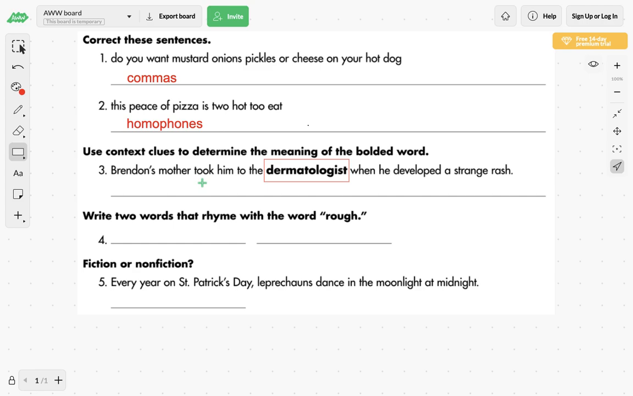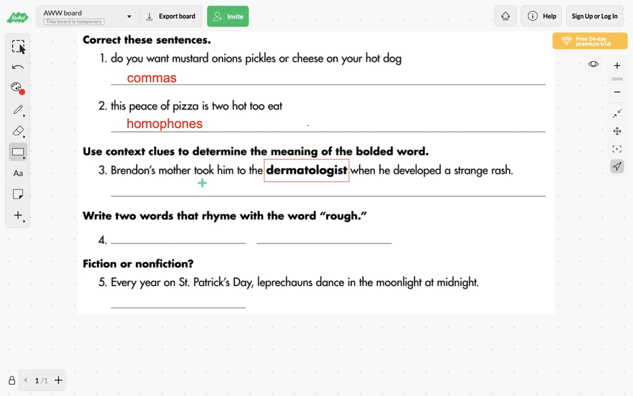Number four, rhyming. Words that rhyme with rough. Why in the heck are we doing this? Because the whole point, guys, is they want to point out that there are different ways to spell words. There's a lot of different word patterns we use to spell words. And they're just kind of pointing it out by having you write down words that rhyme with rough in this case, so you can see the different spellings.